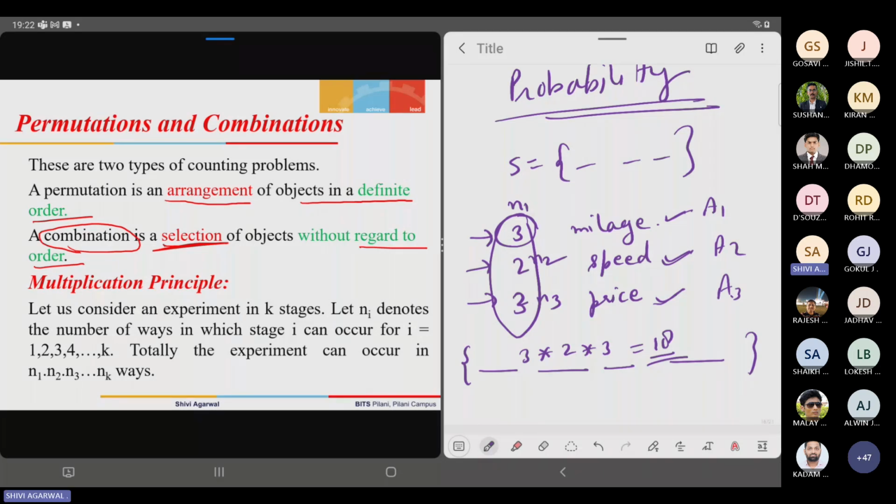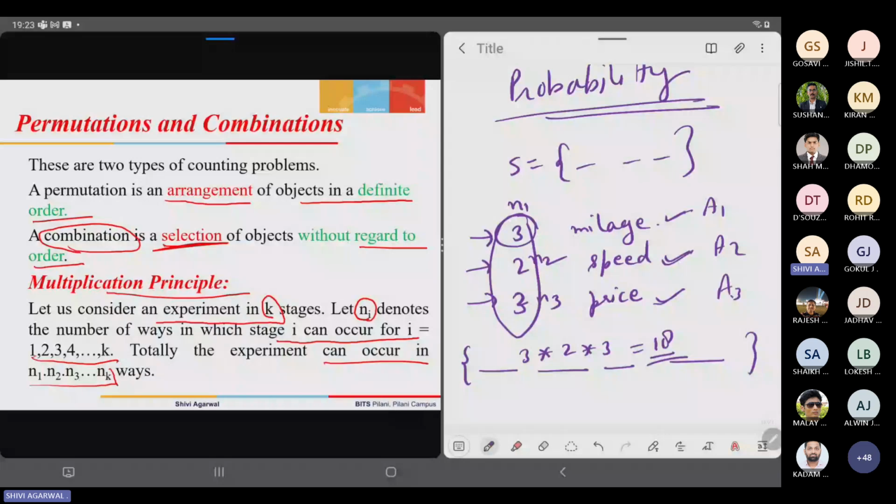Okay, now come to permutation and combination. After that, I already told you the multiplication principle. So let us consider an experiment in k stages. Let ni denote the number of ways in which stage i can occur, for i equal to 1, 2, 3, 4, 5 up to k. So totally the experiment can occur in n1 multiplied by n2 multiplied by n3 up to nk ways.